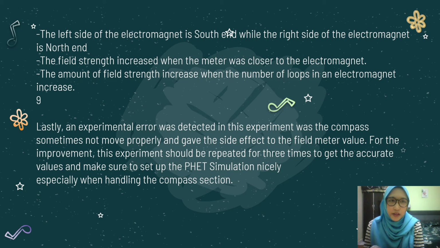It is because the ampere turns of the coil determine the magnetic field intensity of an electromagnet. Next, we notice that the amount of field strength increased when the number of loops in an electromagnet increased.